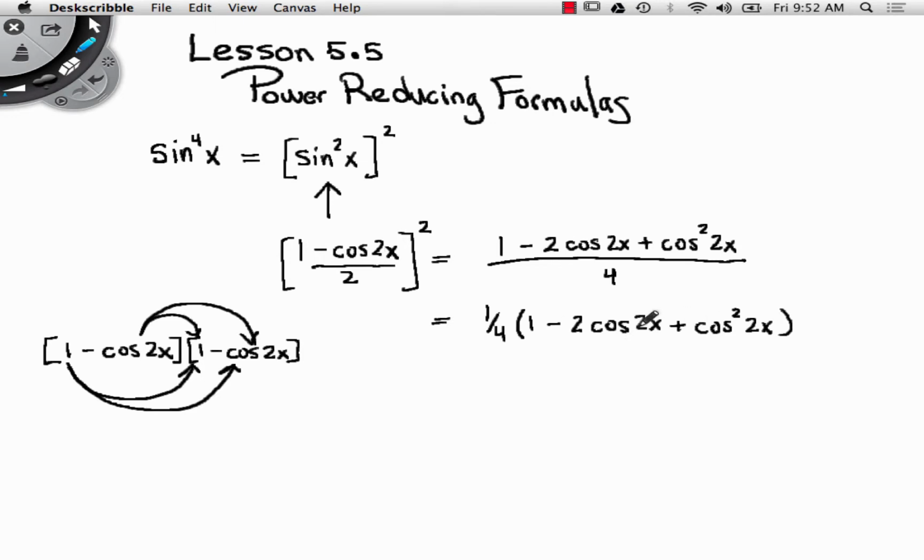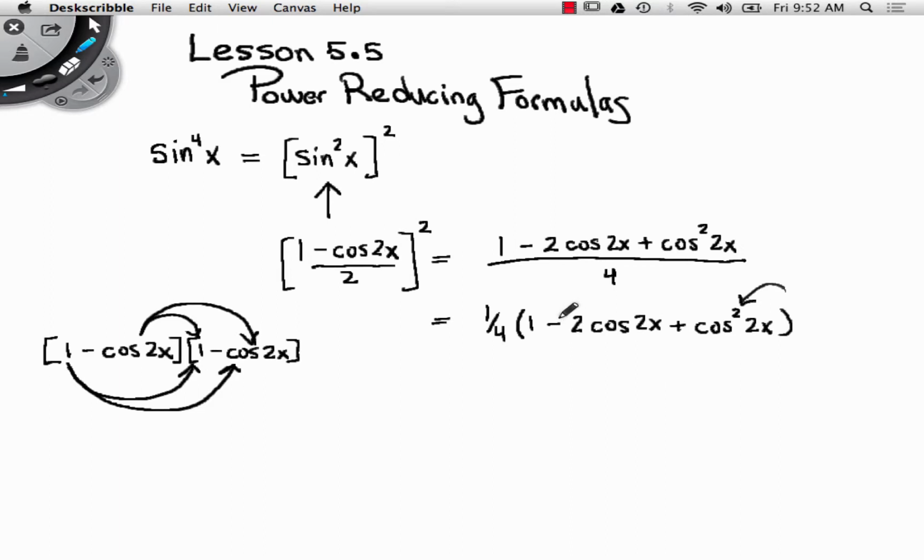Now, while this is nice right here, I now have 1/4 times 1 minus 2 cosine of 2x plus cosine squared of 2x. While this is nice, the problem here is that I have another square, and I want to power reduce that square.